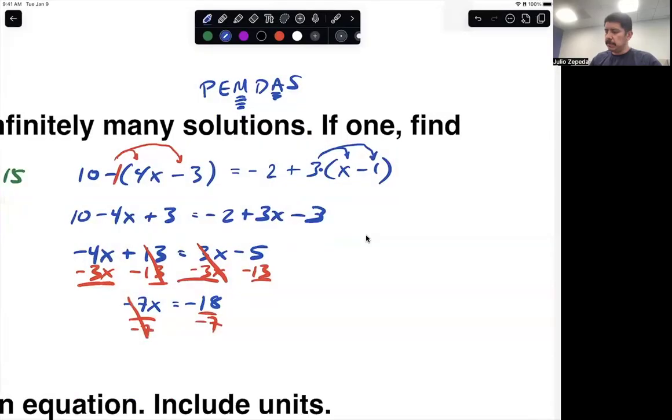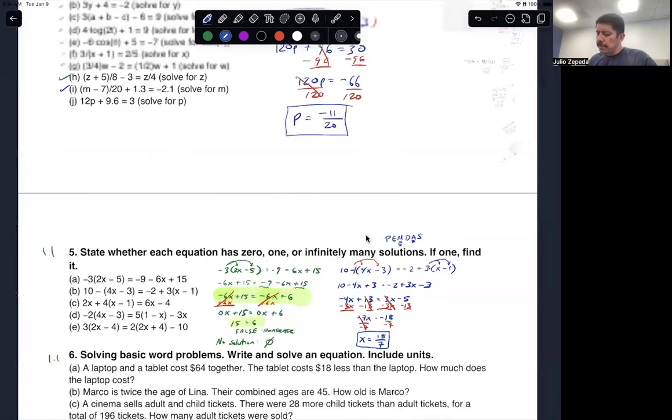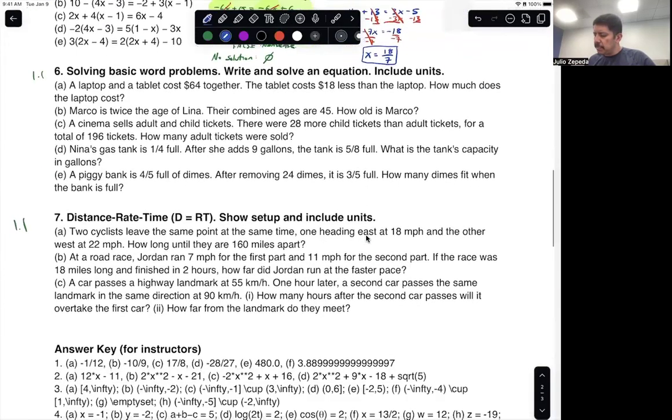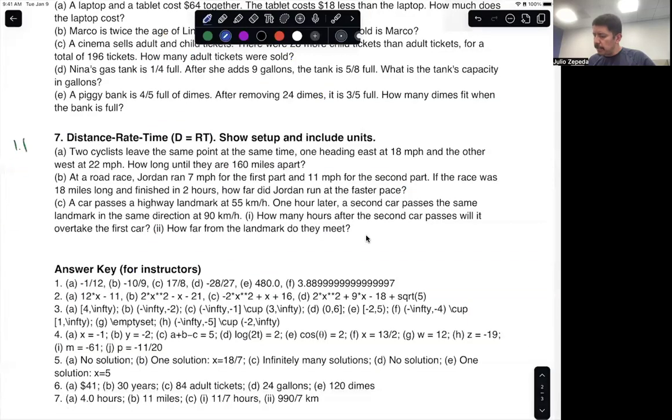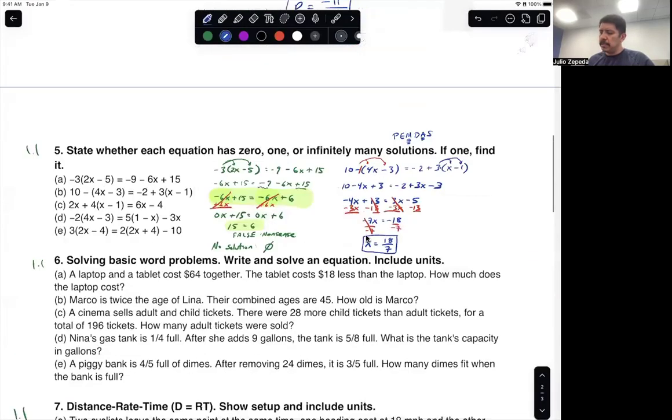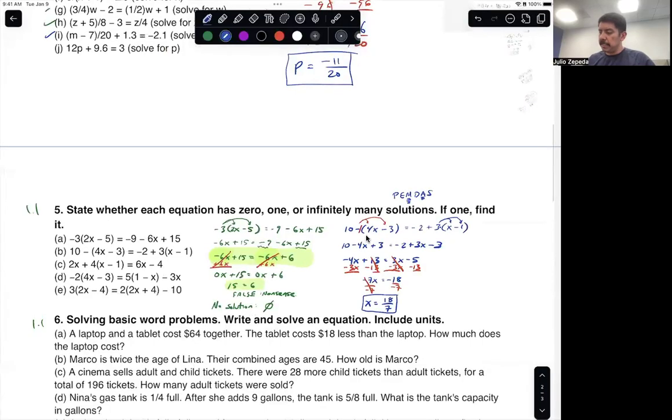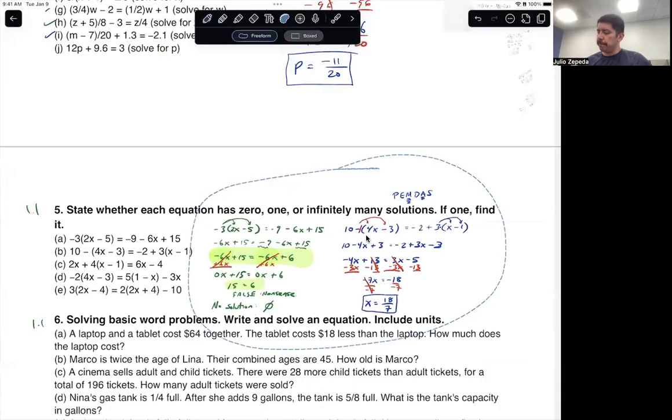So we have x equals negative 18. And there's two negatives, so let's go ahead and just cancel out the negatives. 18 over 7. That is our solution. It looks like there is one solution there, and we found it. It's 18 over 7. Okay, so let's check the answer just real quick. Yeah, it is 18 over 7. Just to make sure I didn't make a little slip up.